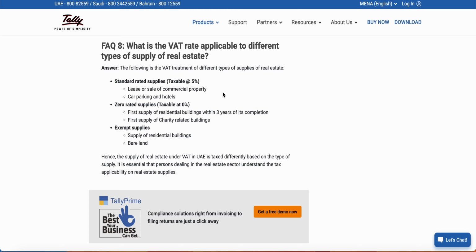So how can that be? Because many people are of the understanding that when we sell goods and services as a business, we will charge VAT. But many people sell property as an investment. So what are the different rules and regulations?